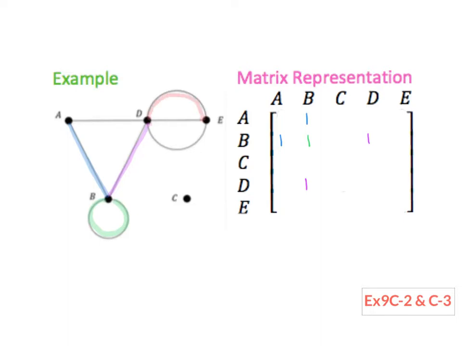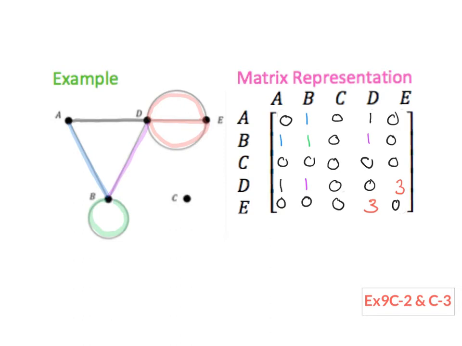B going back to itself has a 1, so B to B is a 1. Between D and E, there's 1, 2, 3 paths, so I'm going to write a 3 between D and E. I'm just missing one more I haven't done, so I'm going to do A and D. There's 1, so A and D is 1, and D and A is 1. And this C is not connected at all, so definitely you'd see zeros there. And obviously I'm going to put a 0 in all the other spots. So if I put 0, 0, 0, 0, 0, I've set up that adjacency matrix.